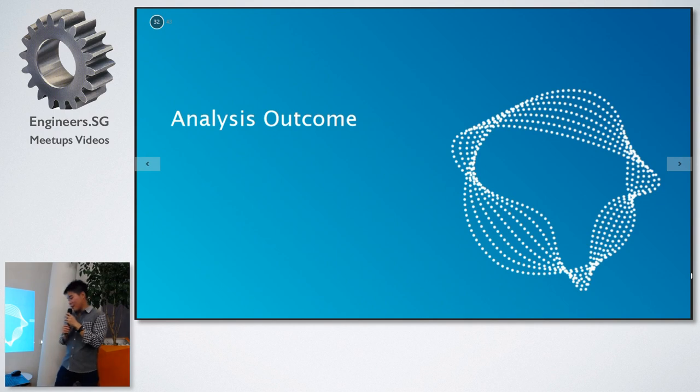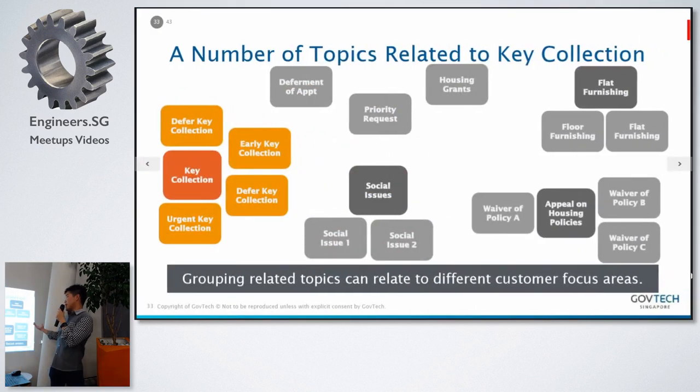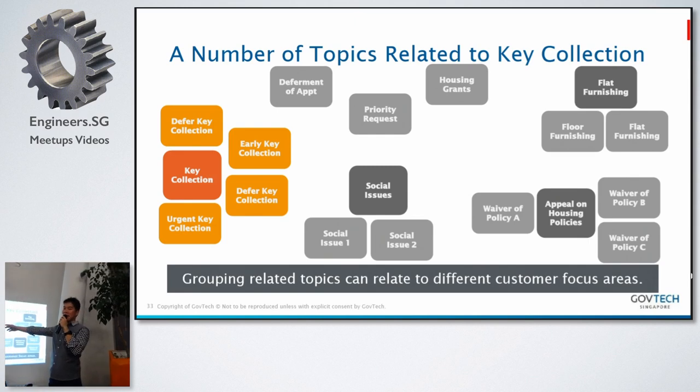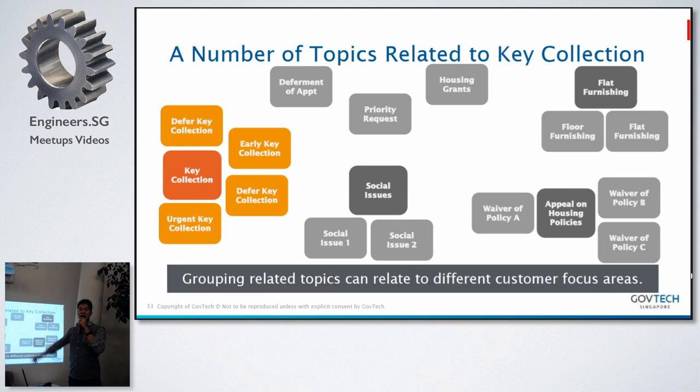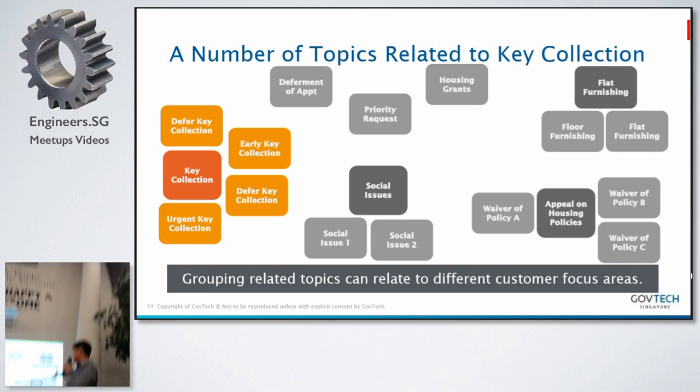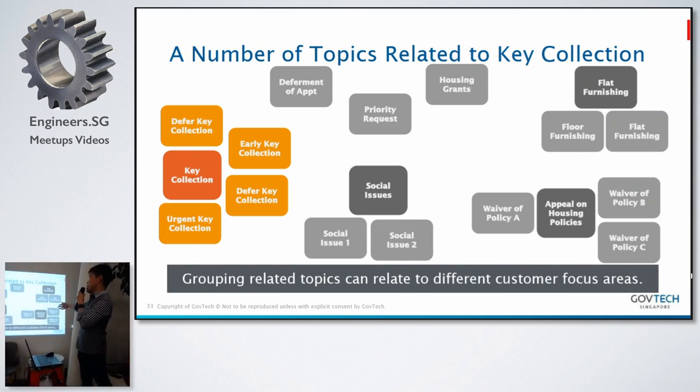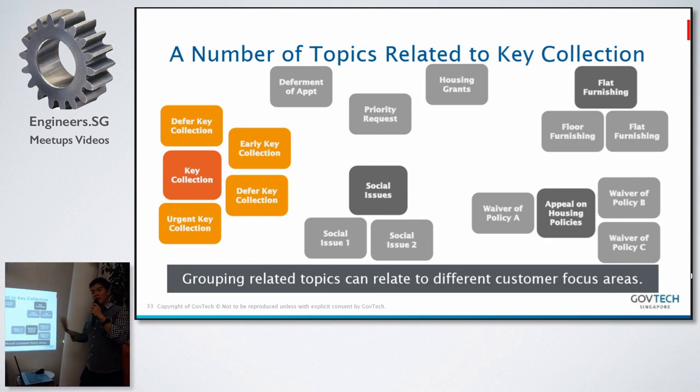So this is the analysis outcome after I've done the later topics. Some of the main topics are rejected for obvious reasons. But you can see there is a cluster of four topics on the left. They are related to the key collection. There are some priority requests, some people asking for a waiver of a housing policy that is affecting them, or they're discussing the furnishing of their new flats.